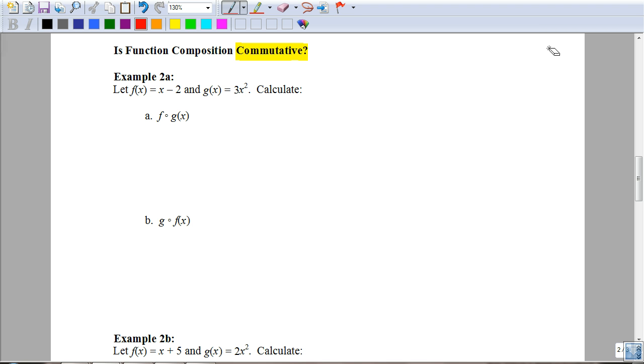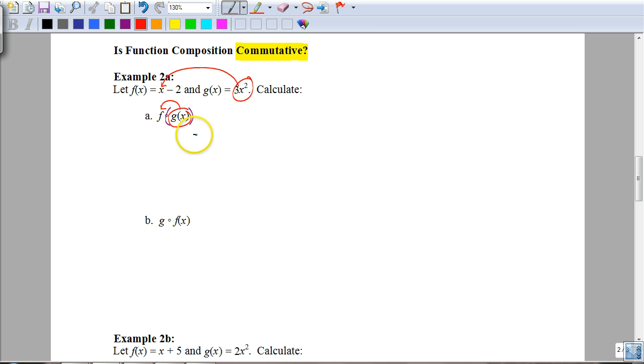It says f of x equals x minus 2 and g of x equals 3x squared. They first ask me to find f following g of x. Remember, if you don't like this symbol, just put that second item in parentheses. So we're going to take g of x and put it inside of function f. G of x is 3x squared.